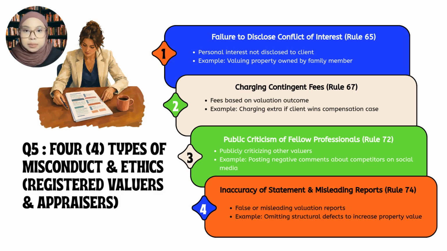The third type is public criticism of fellow professional under Rule 62. Valuers should maintain professional respect and avoid publicly criticizing other professionals. An example would be posting negative comments about competitors on social media.